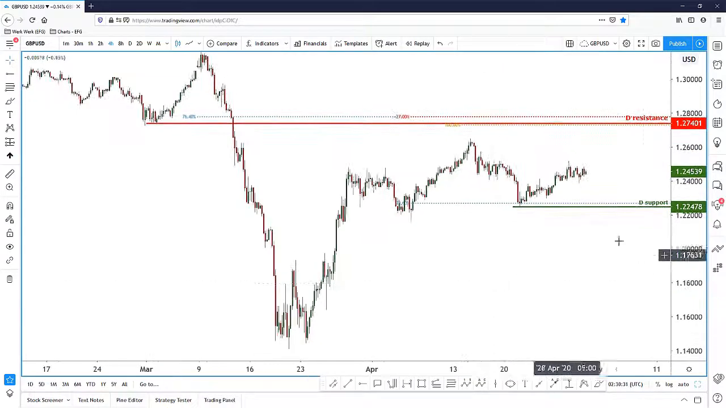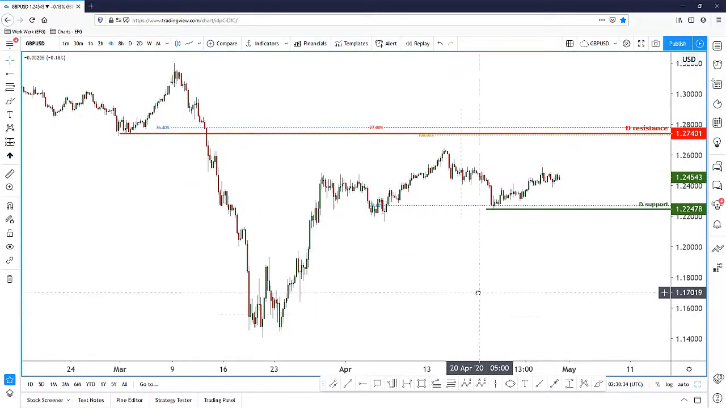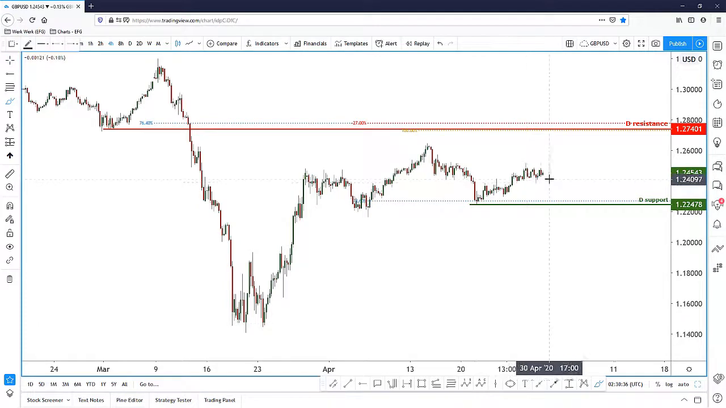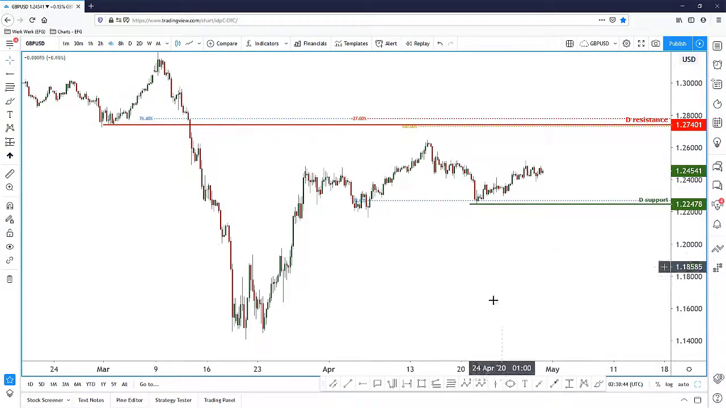Okay, we have the 4 hours here, right? And like I said, the bias that we had on the daily is for price to continue pushing higher towards the daily resistance. So where would be a good point of entry?